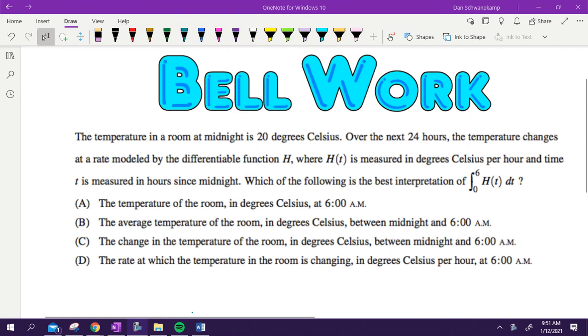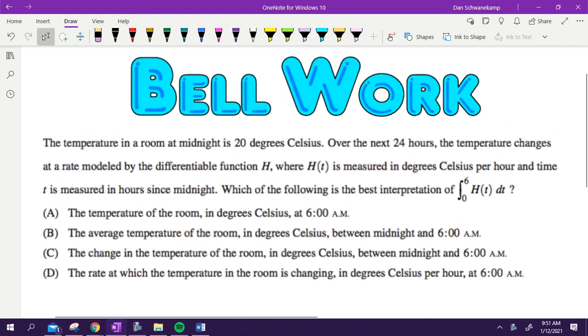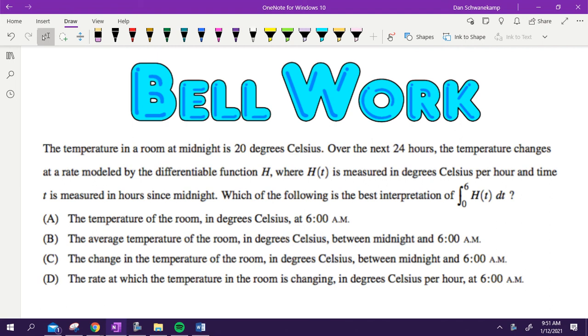All right, here we go. Today in bell work, we're working through a multiple choice question, an easy one if you know what you're doing. But you've got to know what you're doing first.